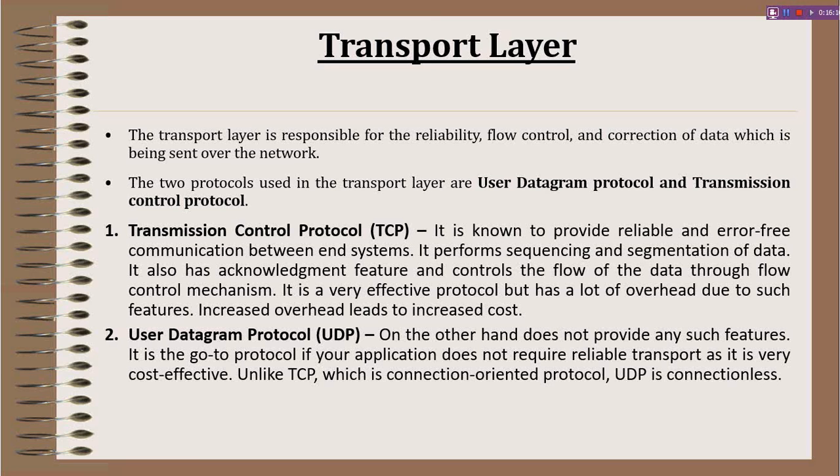This TCP protocol can control the flow. It sequences and segments the data, and after receiving it, it also sends the acknowledgement to the sender. So it is a very effective protocol, but it has a lot of overhead. So it is expensive.